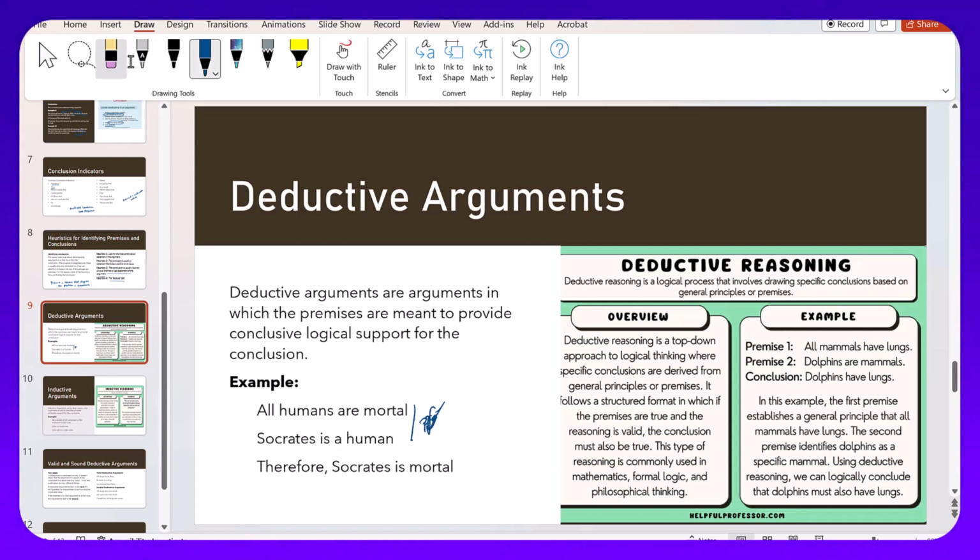PowerPoint is freaking out on me. If the premise, you don't have to believe it, but if the premise is true, then the conclusion has to be true, right? You can't have a true premise and not have a true conclusion, right? You can disagree with it and stuff like that. But to give an example of a valid deductive argument, right?